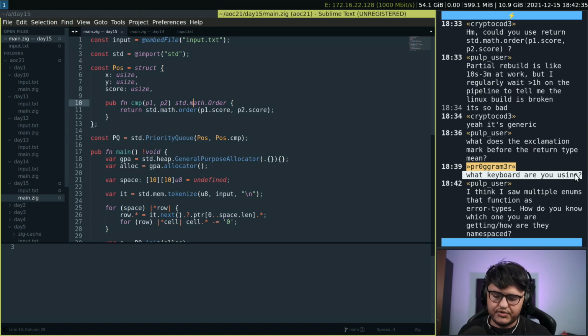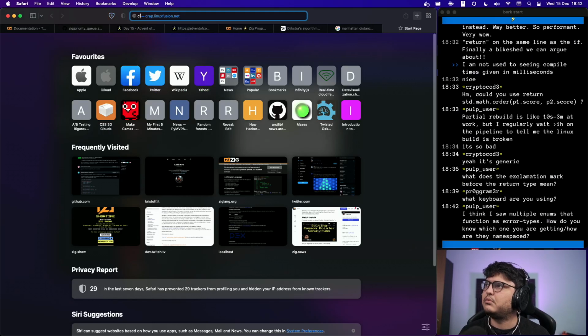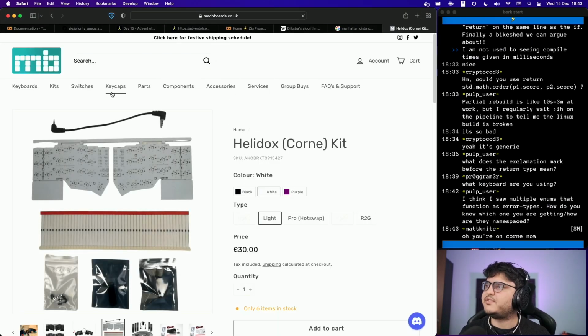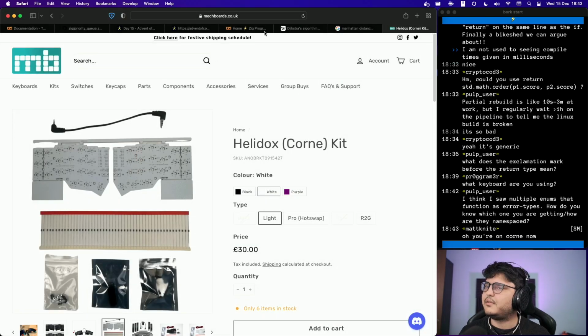So what keyboard are you using? Well, this is half of it. It's a Corne. If you search for, I think, QMK Corne is the full name. Okay, this is a website that sells it. It got auto-completed, sorry.